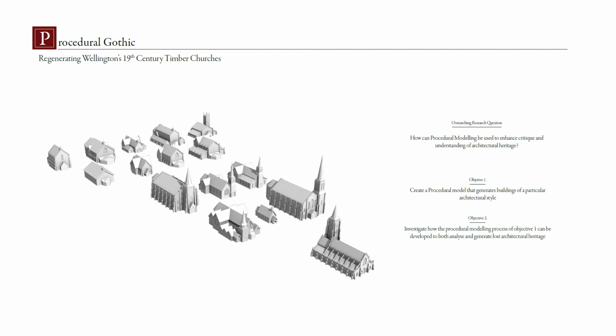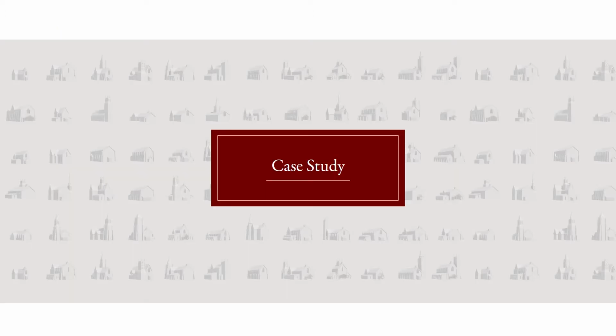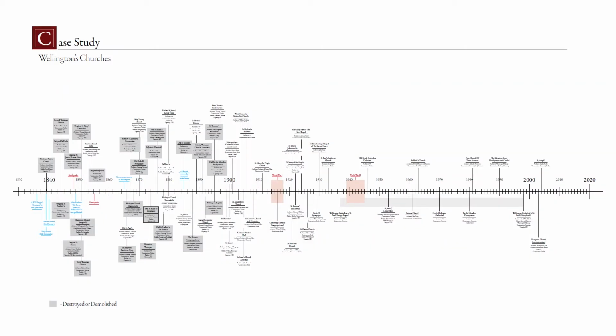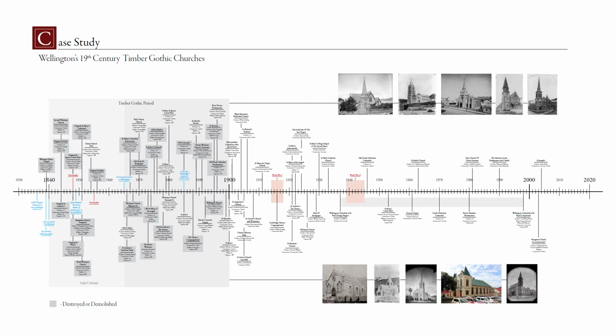investigate lost architectural heritage. To do this, I needed a case study, and what really caught my eye was Wellington's churches. And so, being fascinated with them, I plotted all the churches I could research onto a timeline and found that between the years 1840 and 1900, all of them were built in timber and almost all of them were in the Gothic style.